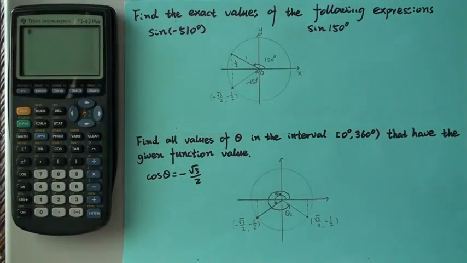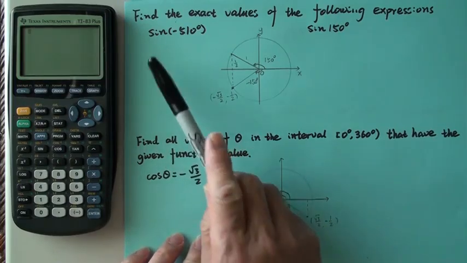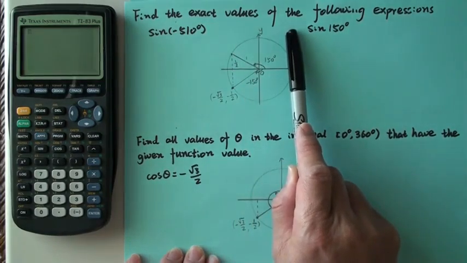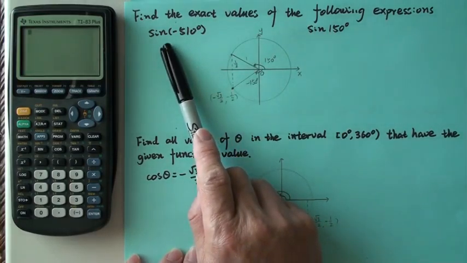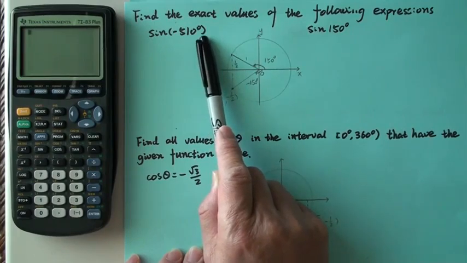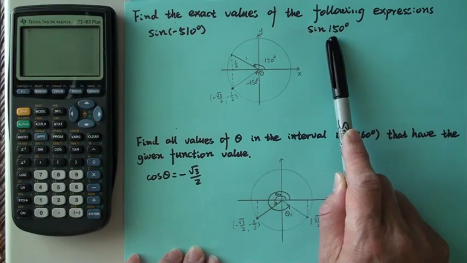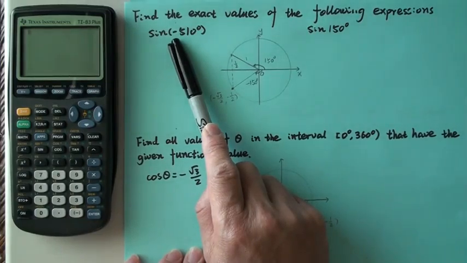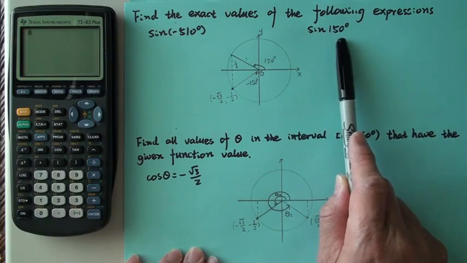In this lecture, let's look at a few examples. The first one is to find the exact values of the following expressions. One is sine of negative 510 degrees. Another is sine of positive 150 degrees. Here is negative 510 degrees, and here is positive 150 degrees.